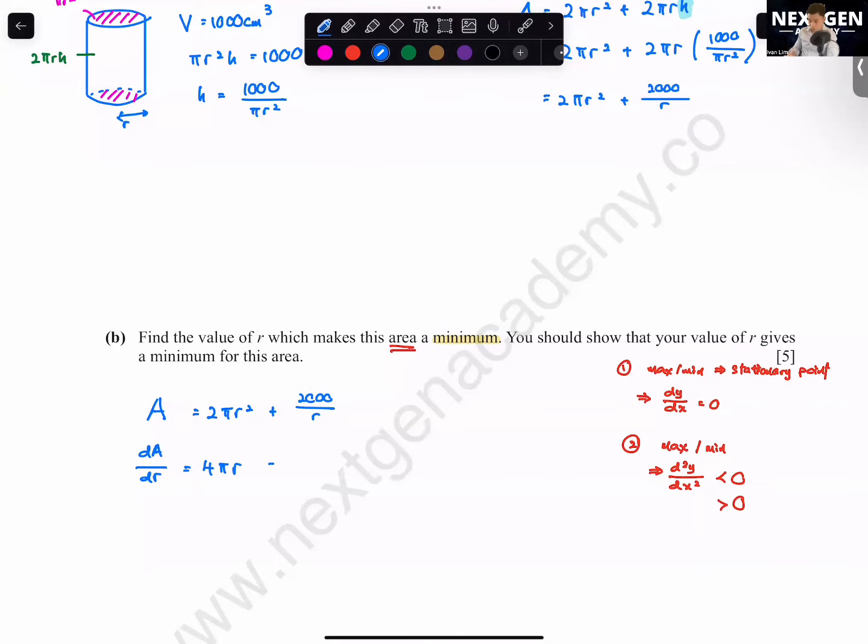minus, if you know how to differentiate this, you can just put 2000 over r squared. But anyway, if you want to write it down, it'll be like this: 2000 r to the power of negative 1, giving negative 2000 r to the power of negative 2. That's your y prime.